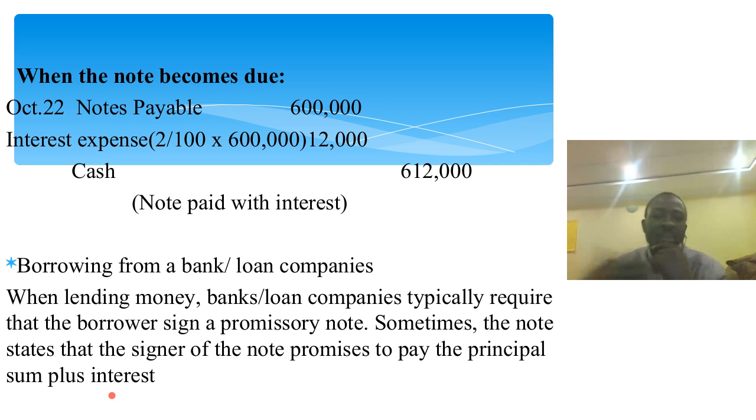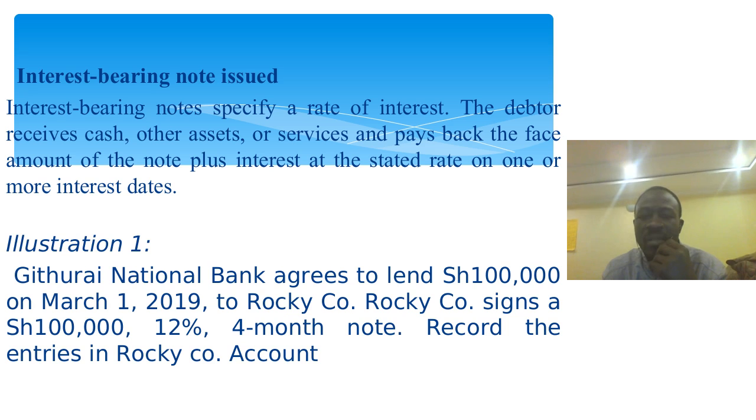Now, the note that the borrowers of bank loans usually sign is what we call in our accounts an offer letter. The offer letter is simply a promissory note, because you are accepting the offer and you are also accepting the terms of the offer. Now we continue with the borrowing from the banks.